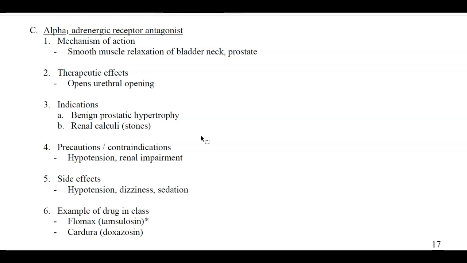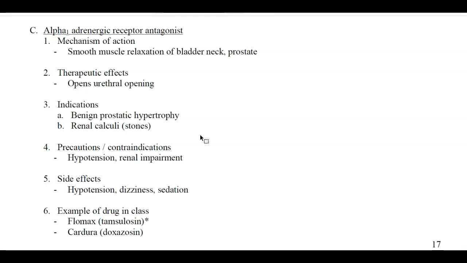So indications, so when do we give these medications? So we give these medications in the presence of BPH or benign prostatic hypertrophy, and sometimes we also give it when patients have kidney stones or renal calculi. So it facilitates the passing of those stones, right? So it prevents the opening from spasming, therefore allowing for the stones to pass a little bit more smoothly, preventing more discomfort.